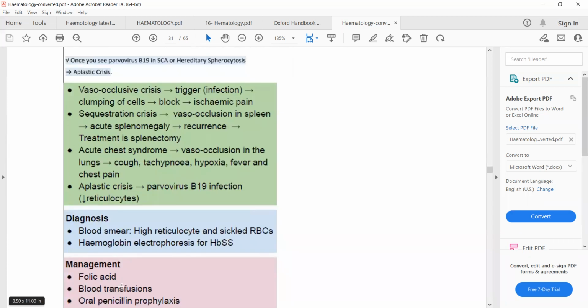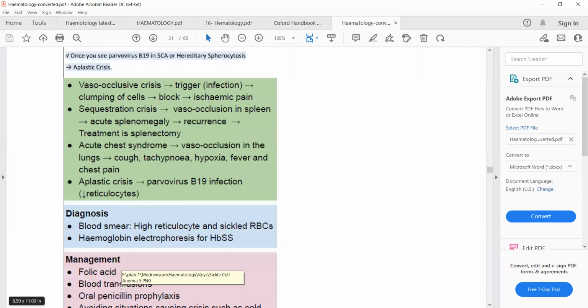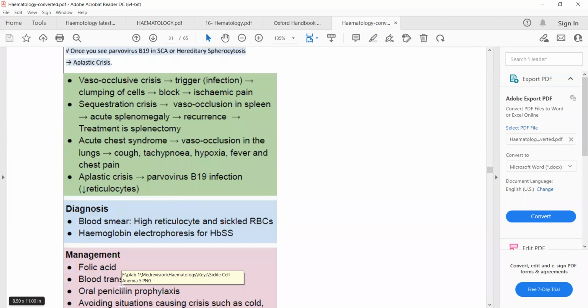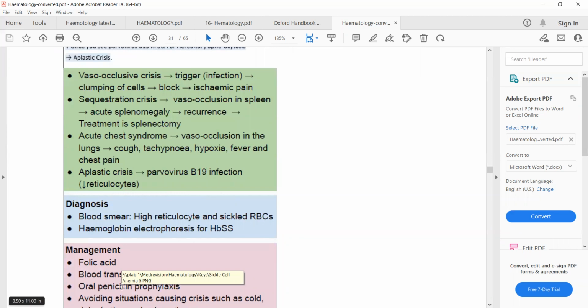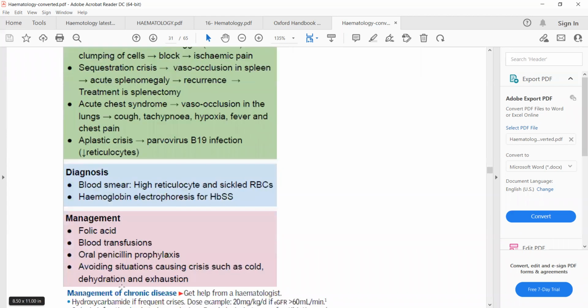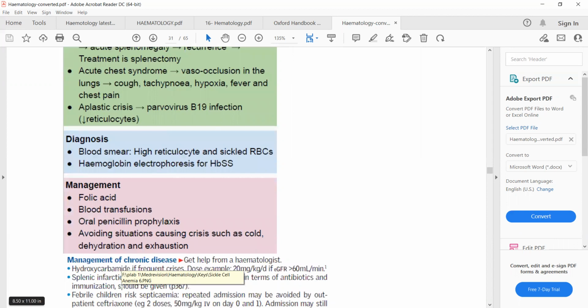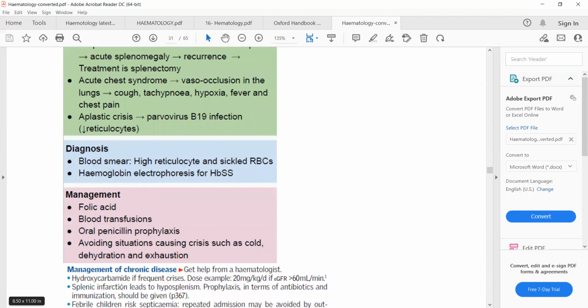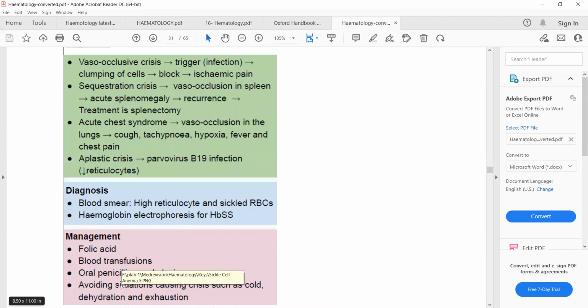A short summary of vaso-occlusive crisis, sequestration crisis, acute chest syndrome and aplastic crisis. Thrombotic and vaso-occlusive process, both are the same.